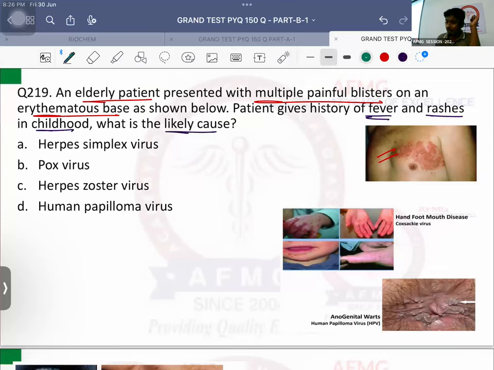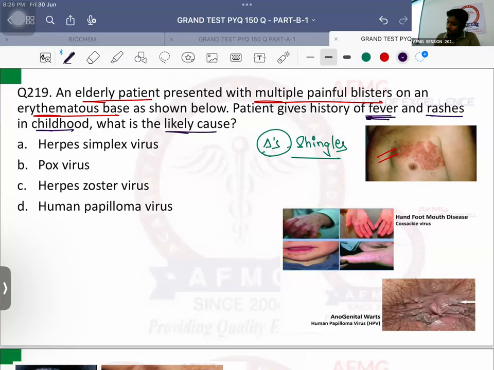It is a case of diagnosis. What is the provisional diagnosis? Very good. It is a case of shingles. And shingles is nothing but the reactivation of human herpes virus type 3. That is herpes zoster virus, also known as varicella zoster virus, also known as chicken pox virus.